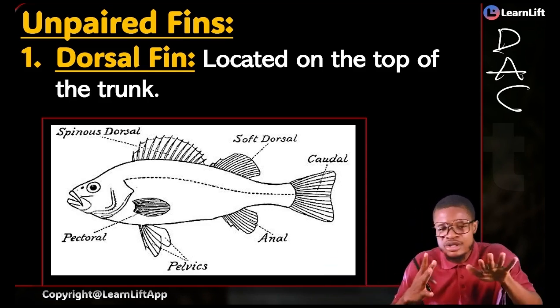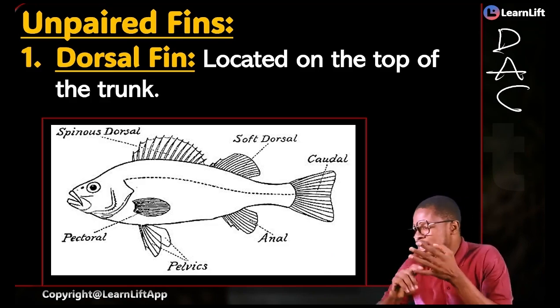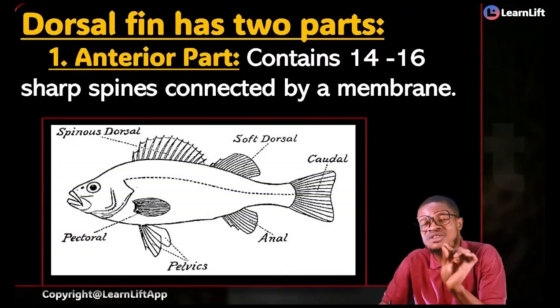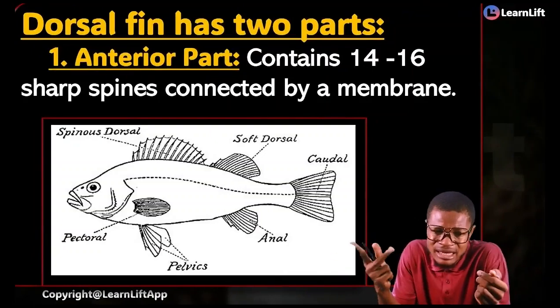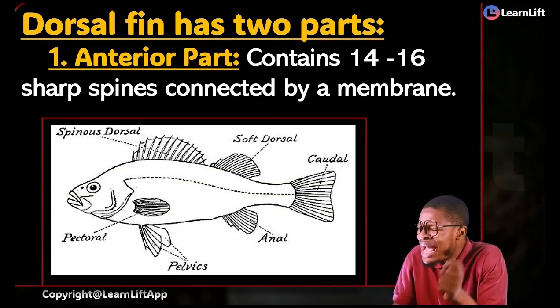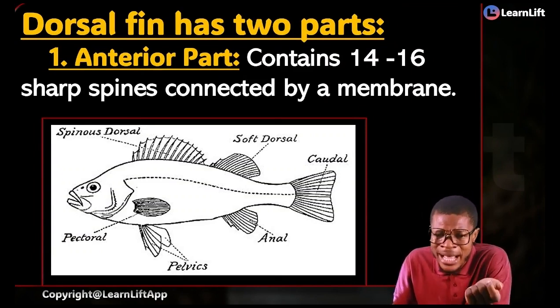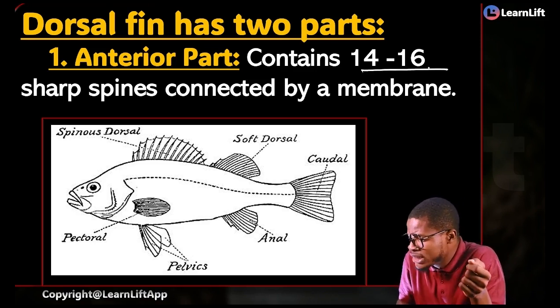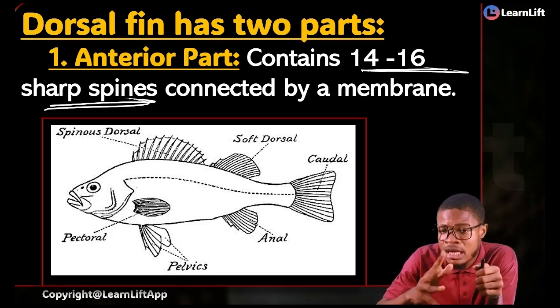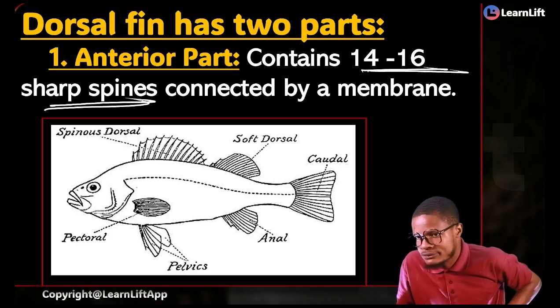Which one is anterior? Spinous dorsal. Which one is posterior? Soft dorsal. Again, on the anterior part, we can say the dorsal fin has two parts. Number one is the one that is anterior, which is the spinous dorsal. The spinous dorsal is the anterior part. It contains 14 to 16 sharp spines. That's how we call it, spinous dorsal: sharp spines connected by a membrane.